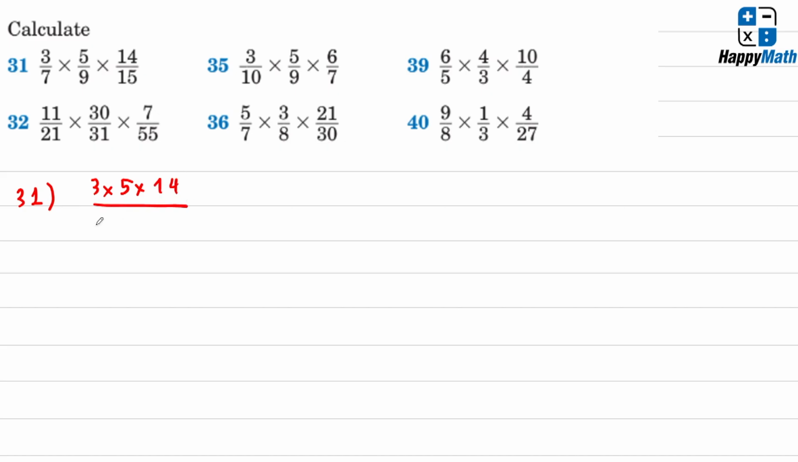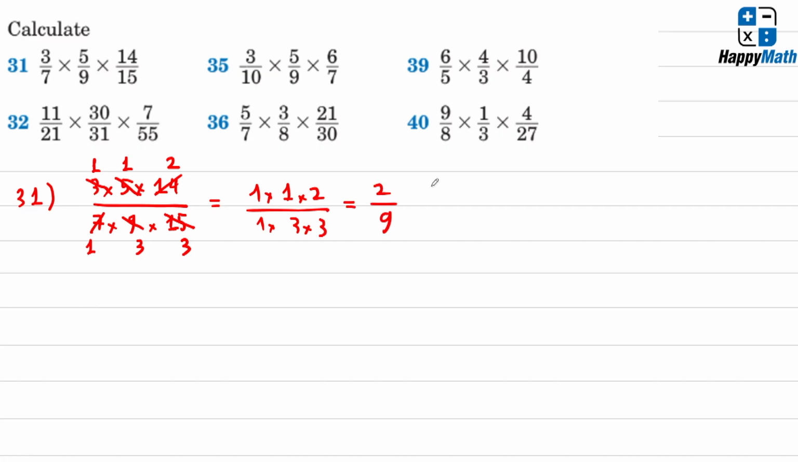The numerator and the denominator, you got 7, 9, and 15. And now time for cancelling. 3 and 9 can divide by 3, so here is 1 and here is 3. 7 and 40 can divide by 7, so here is 2 and here is 1. 5 and 15 can divide by 5, so here is 1 and here is 3. And after that you got 1 times 2 and 1 times 3 and the result will be 2 over 9.